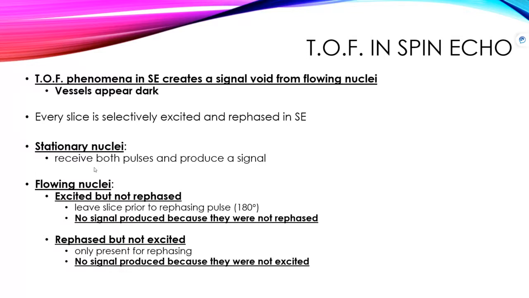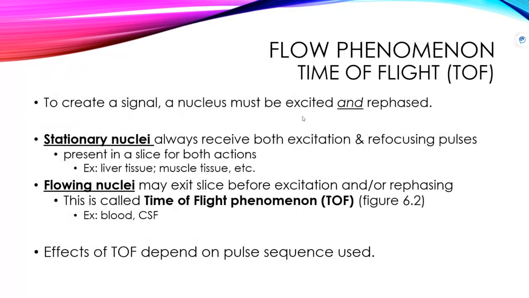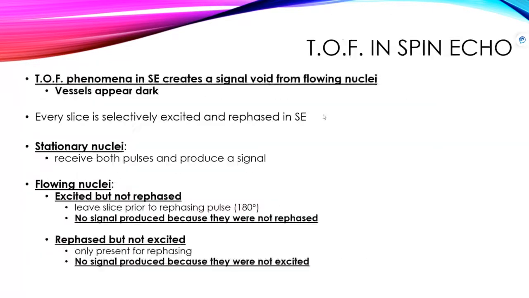In stationary nuclei, they're going to take both the excitation pulse and the rephasing pulse. So they're going to be exposed to both. And in order for us to create a signal, the nuclei have to be both excited and rephased. So stationary nuclei are always going to show up with the nice contrast that they're going to display based on what type of contrast weighting we're doing. So T1, T2, whatever.